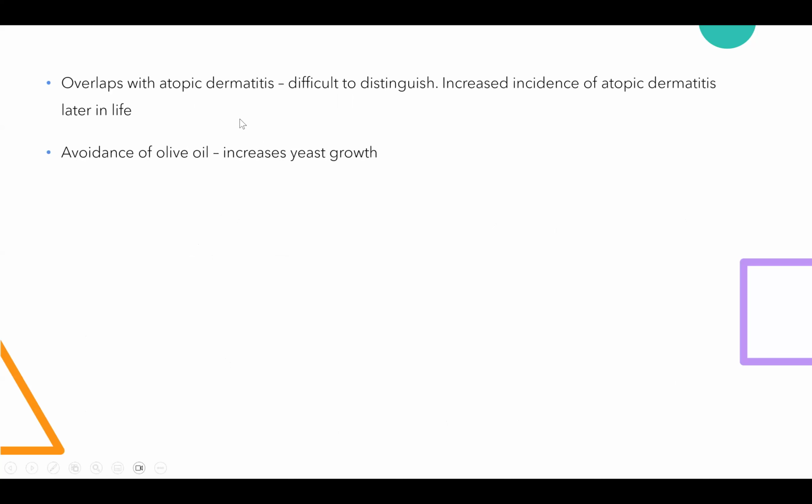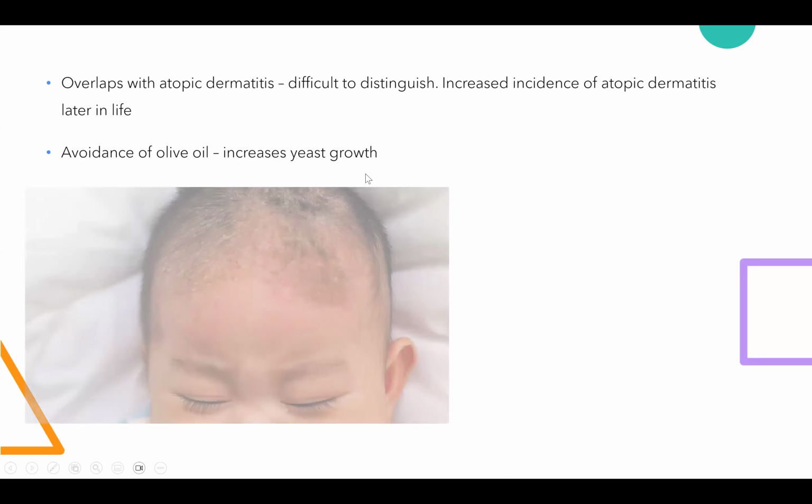It overlaps with atopic dermatitis when the baby grows older, and it is difficult to distinguish. Studies have shown there is an increased incidence of atopic dermatitis later in life in babies known to have seborrheic dermatitis. Olive oil application, practiced in many parts of India, should be avoided because it increases yeast growth.